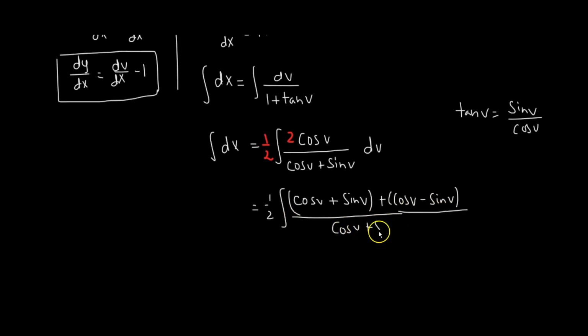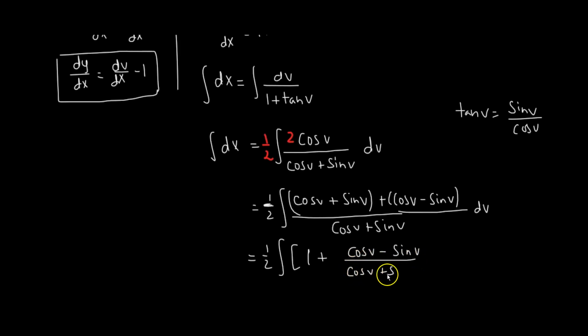So what we have done, just look at the term on the numerator carefully. Here we have added and subtracted an extra term, which is sine v. So this does not affect the numerator. Then cosine v plus cosine v is simply 2 times cosine v, and to get rid of the 2, we have to multiply by the factor half. Now the reason why we have done this is so that we can simplify this as 1 plus cosine v minus sine v divided by cosine v plus sine v, dv, and this is an integral dx.